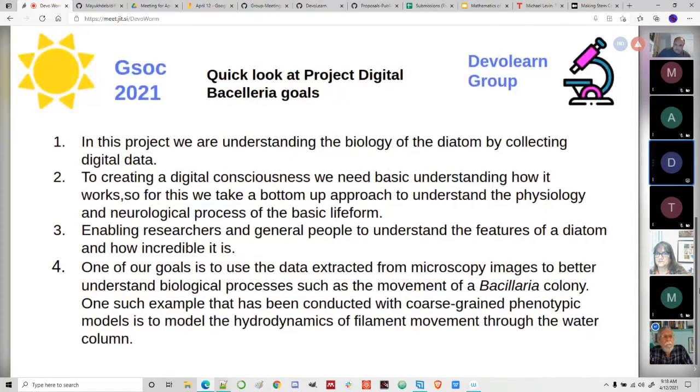And the last goal is to collect the data from the microscopy images to understand the movement of a Bacillaria colony, so that way we can understand that and also create some good models or a digital simulation of the Bacillaria.